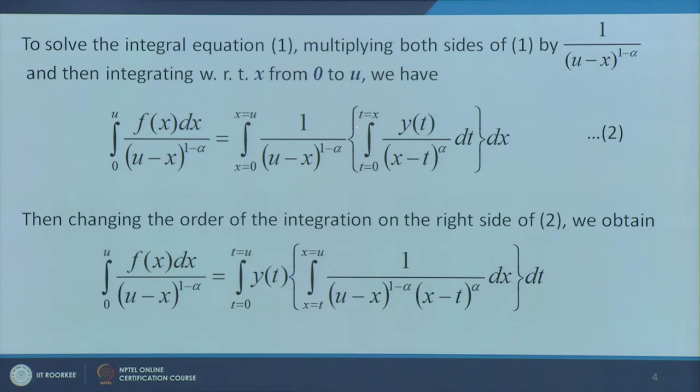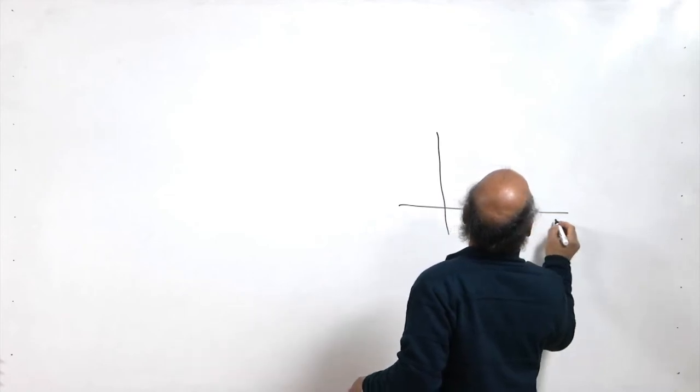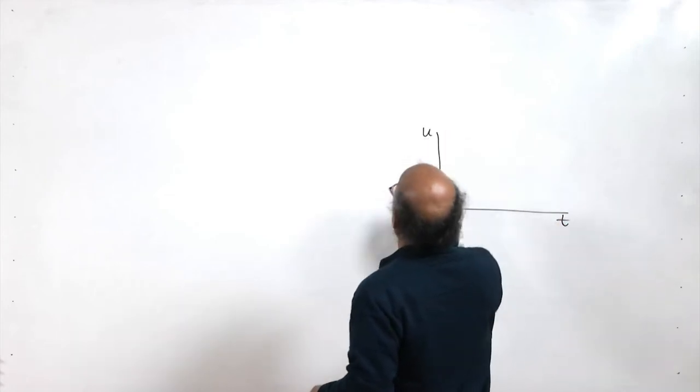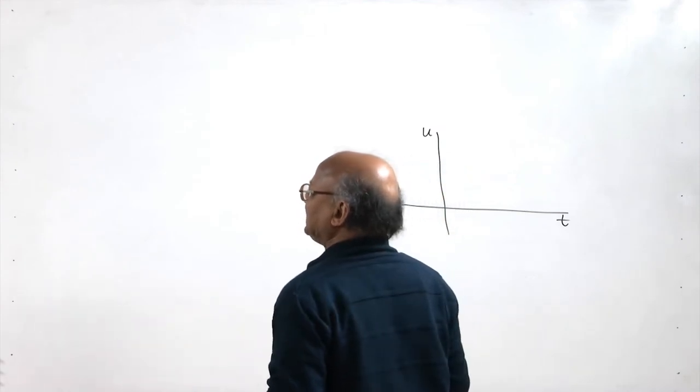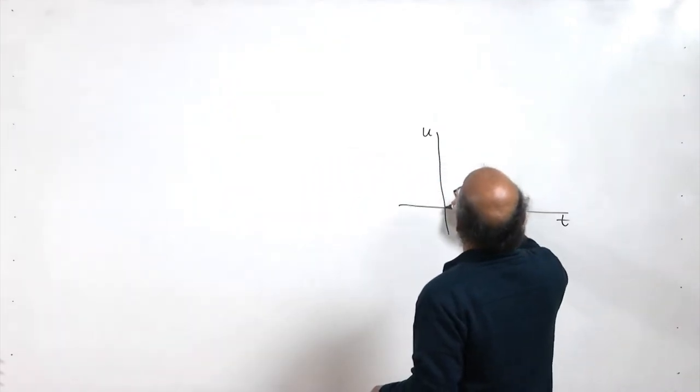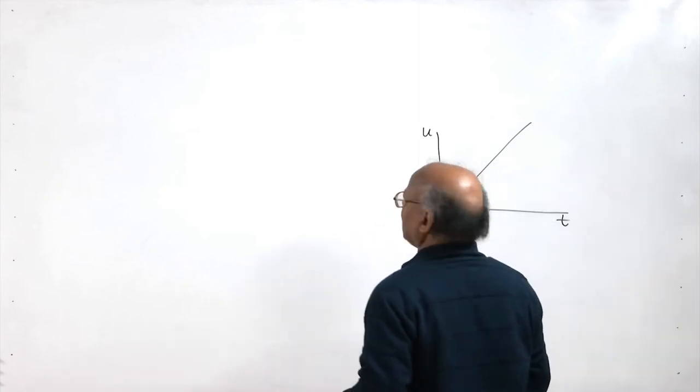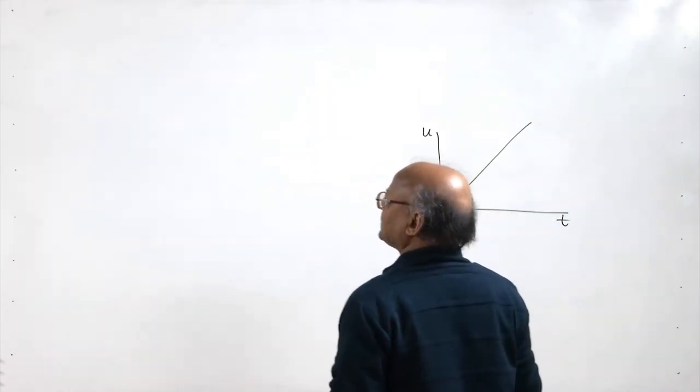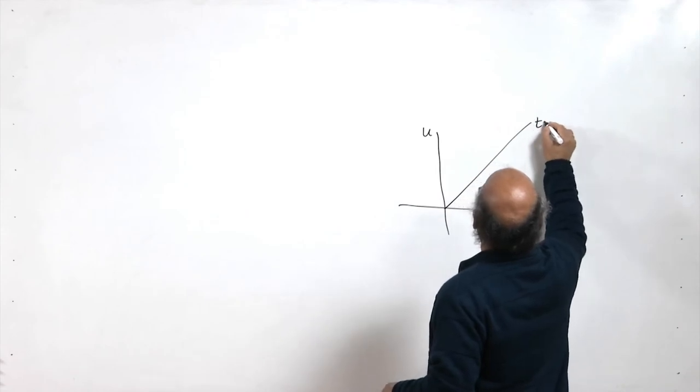Now, what we are going to do is change the order of integration on the right side of this equation. So, here let us say this is our t axis, this is u axis, and t varies from 0 to x. So, we have this line, this is t equal to u.